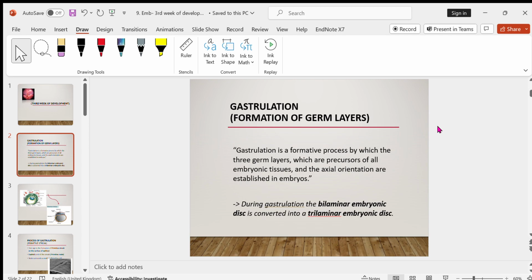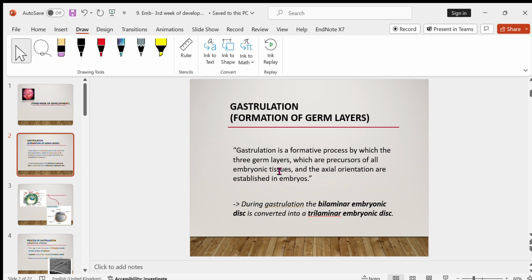What is gastrulation? Gastrulation is the process of formation of the three germ layers, which are the endoderm, mesoderm, and ectoderm. It is the process by which the three germ layers, which are the precursors of all the embryonic tissues and axial orientation, are established.